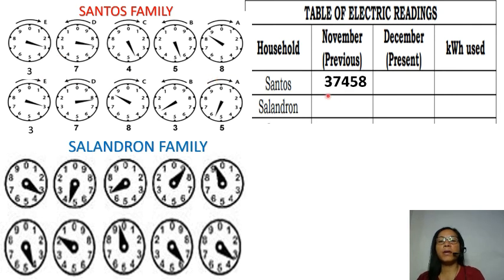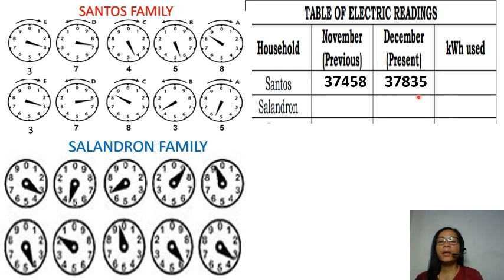Okay, so you have here, right? Now let's proceed to their present reading. So we have here dial 1, that is 5. Dial 2, you have there 3. Dial 3, you have 8. And dial 4, hindi pa yan nakatuon kay 8, so that is 7. And dial 3, ayan, diretsahan talaga kay 3. So the reading for the present month of Santos family is 37835. So, ito yon, 37835.